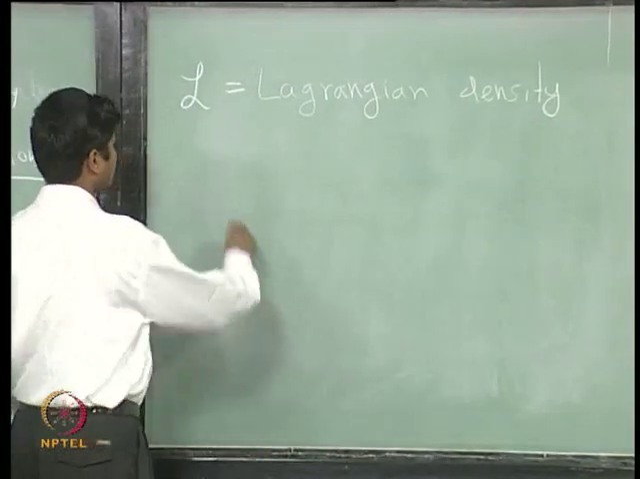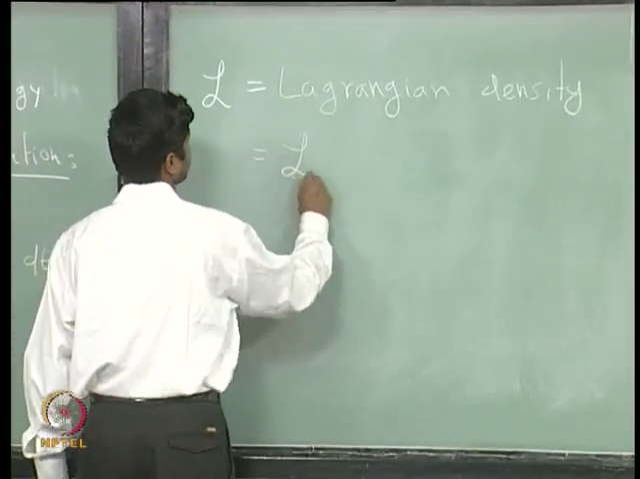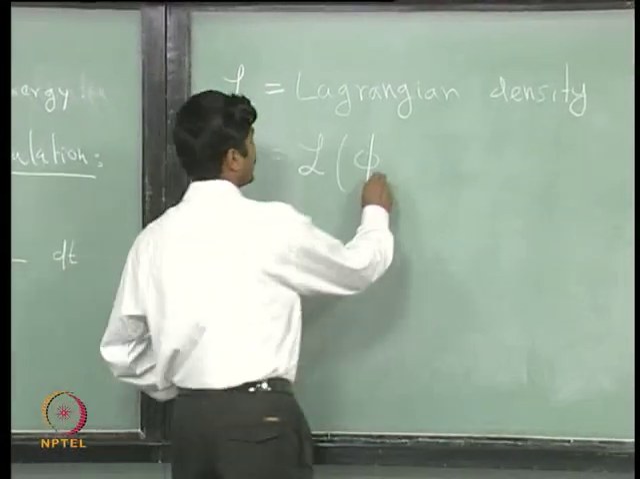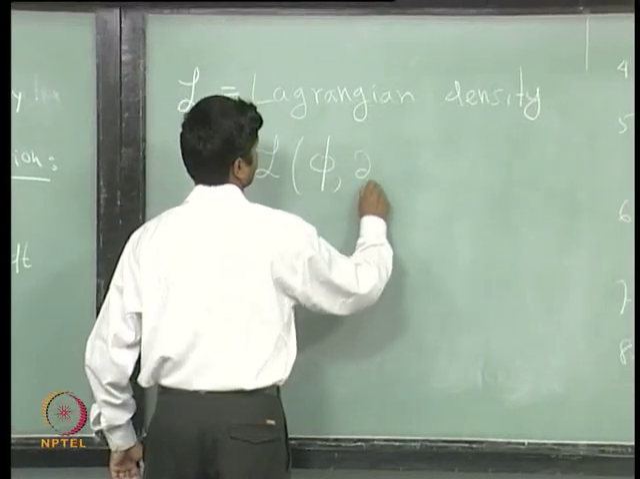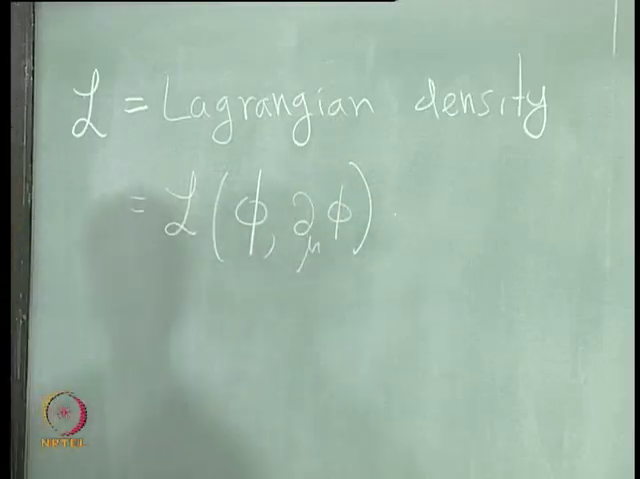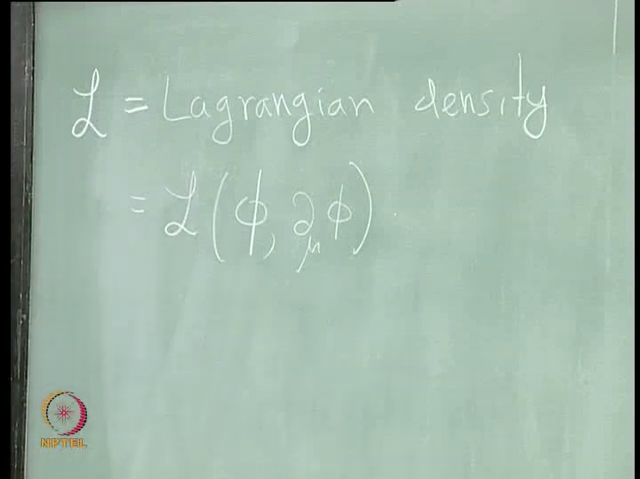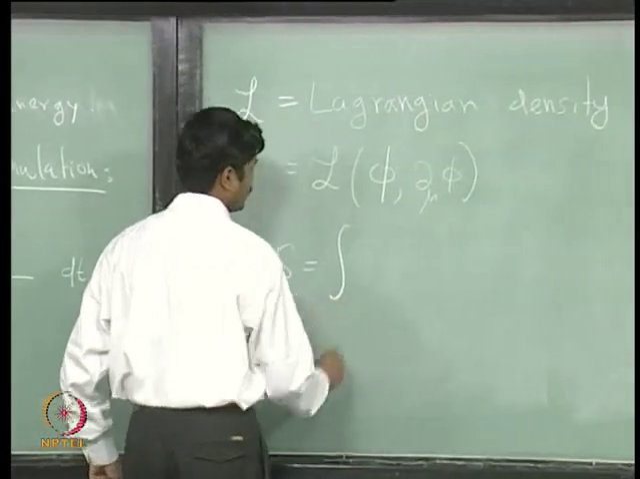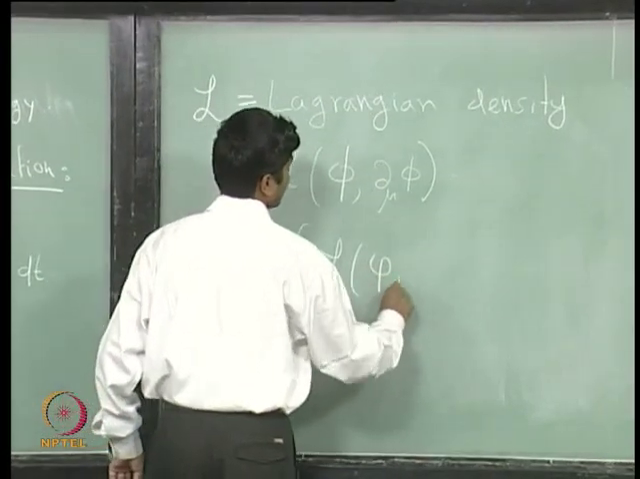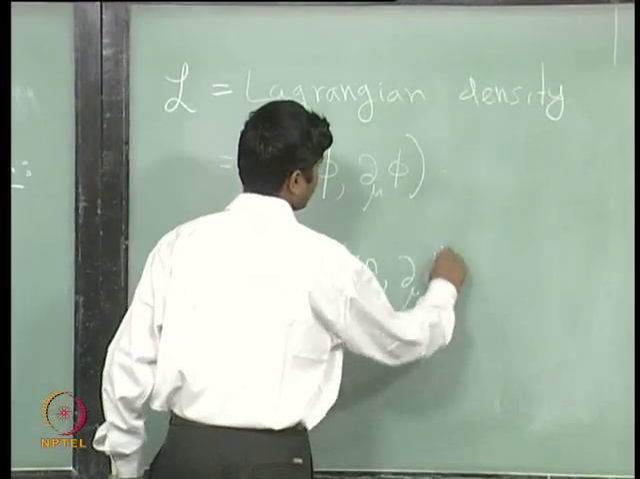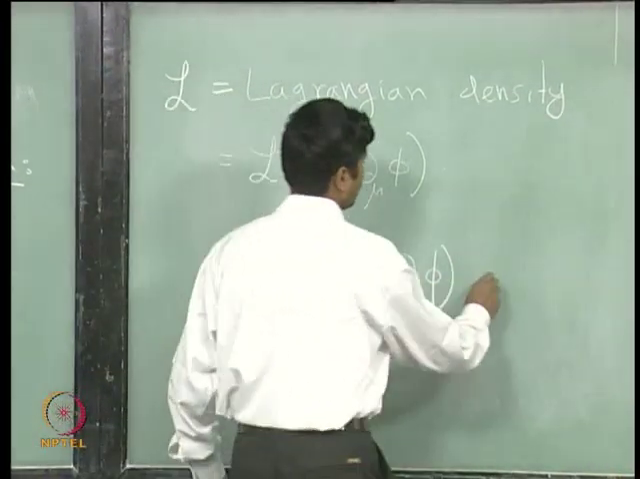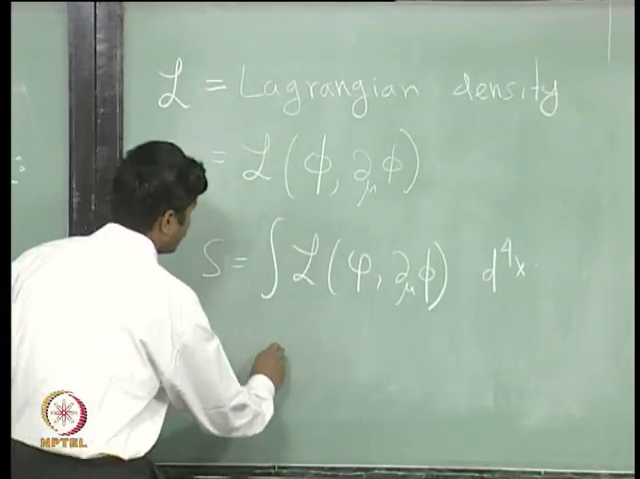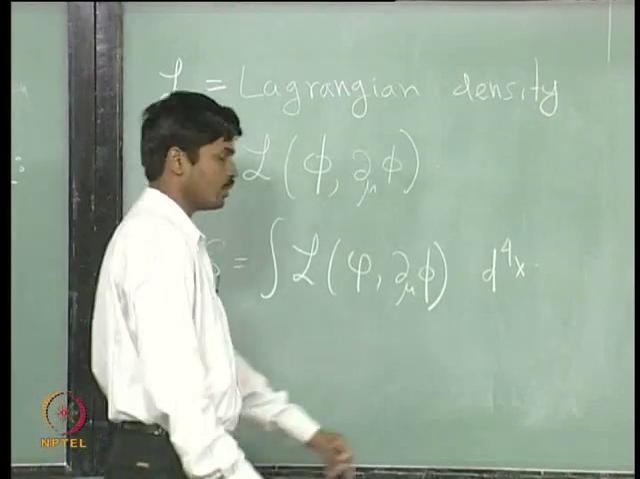In general, script L is a function of the field, which I will denote as phi, and its derivatives. So the action can actually be expressed as S equal to the integration of L of phi and del mu phi, d^4x. The volume element d^4x is dt times d^3x.